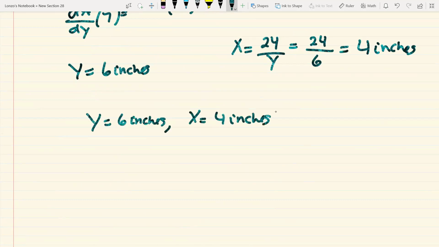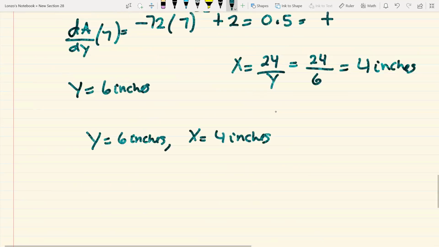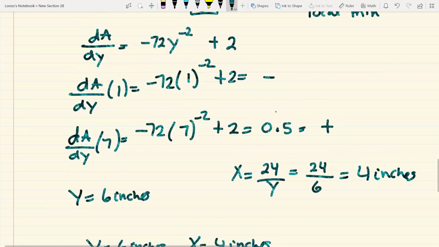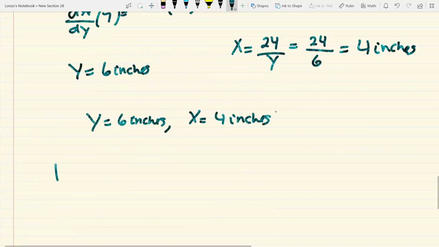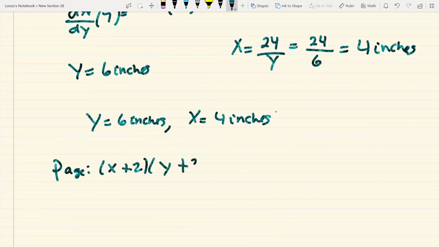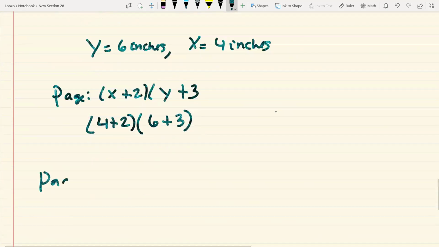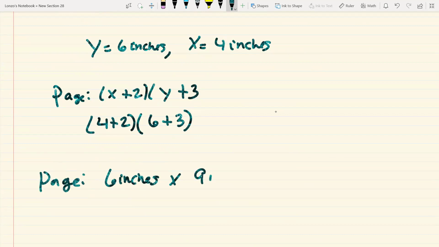But that's not really our answer. Remember, we said our horizontal length was x plus 2, and our vertical length was y plus 3. So x is 4, so that's 4 plus 2, and our y is 6 plus 3. So your page dimension will be 4 plus 2, which is 6 inches, by 9 inches. Okay, so that is your final answer.